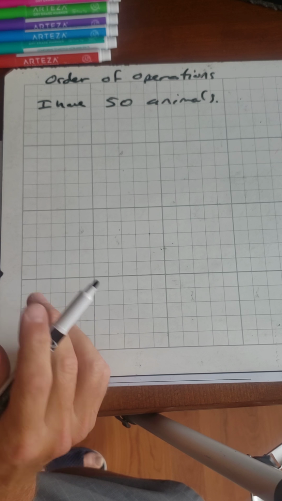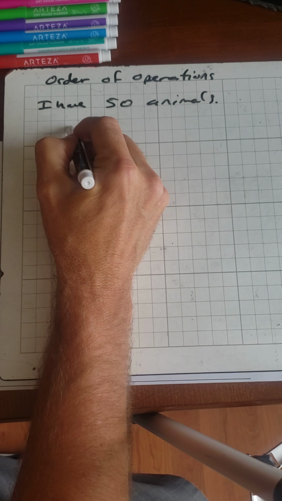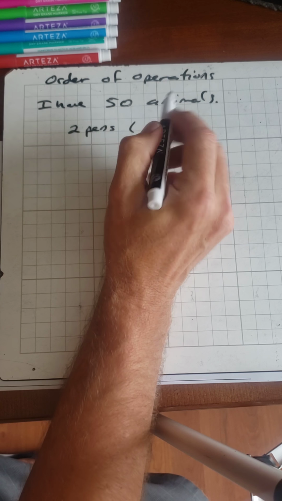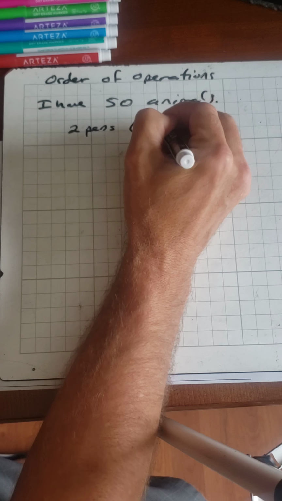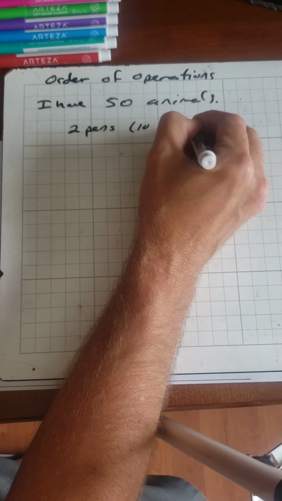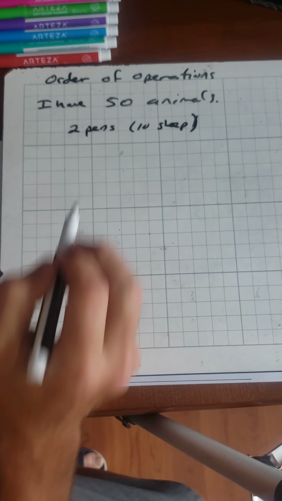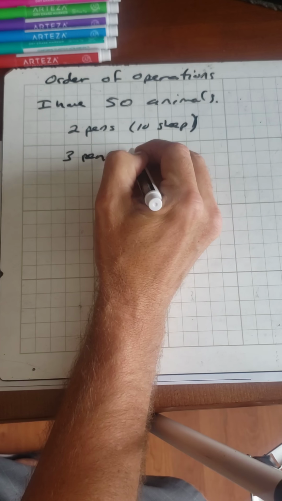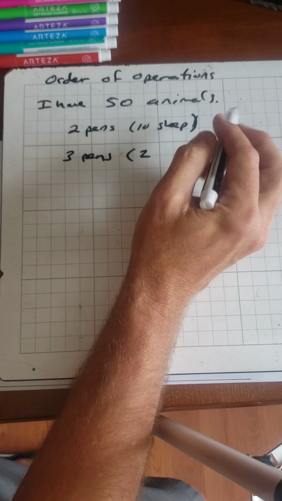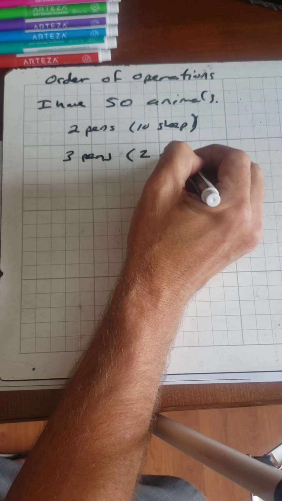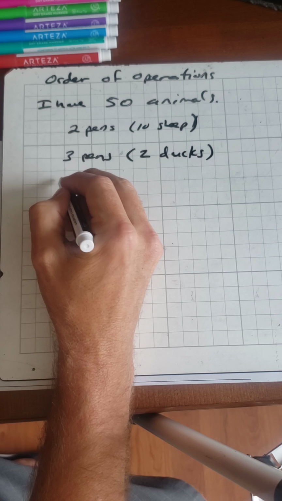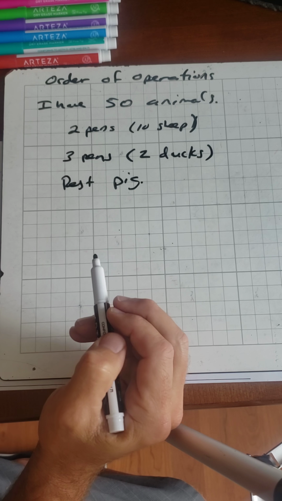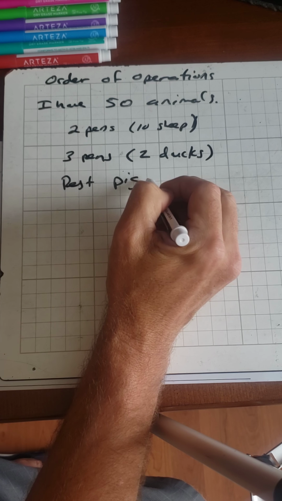And then I have 2 pens that have 10 sheep in each pen, and I've got 3 pens that have 2 ducks. I don't know, doesn't matter. And then the rest are pigs. So the question is, how many pigs?